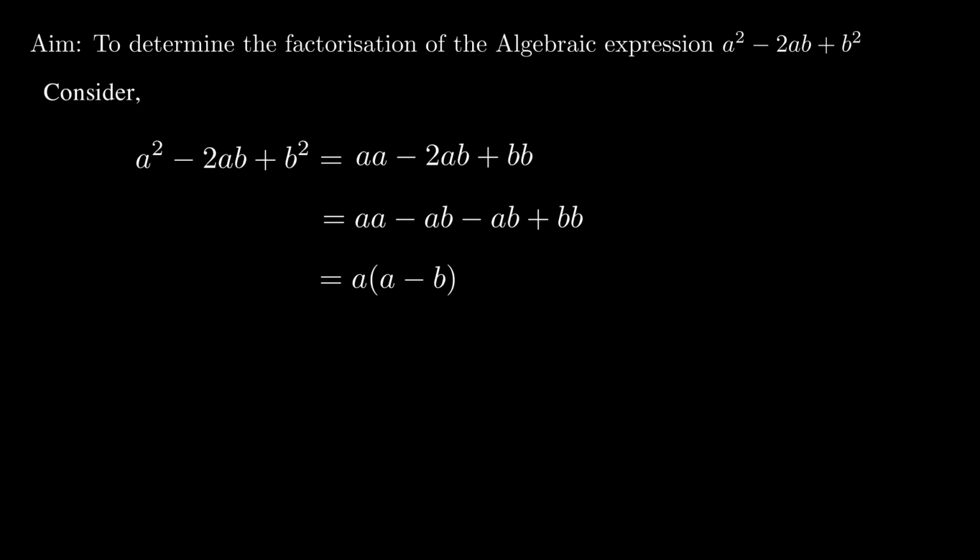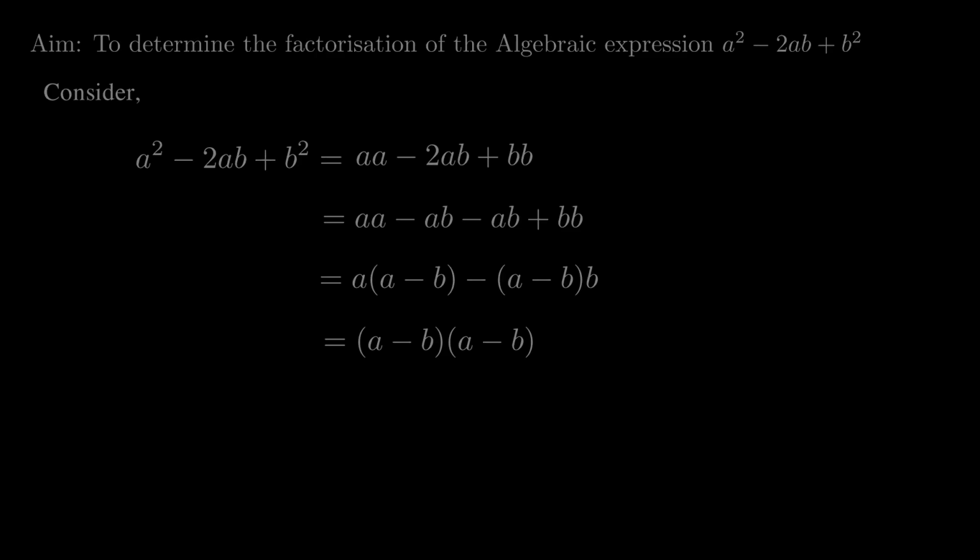Similarly, by observing the last two terms, we get that both terms contain b as their common factor. So, by taking b common along with the minus sign, we can rewrite it as (a minus b) times b with a minus sign in the middle. As we can see in the next step, both terms contain a minus b as their common factor. So, by taking a minus b common, we get (a minus b) times (a minus b). Hence, we are done with the factorization.